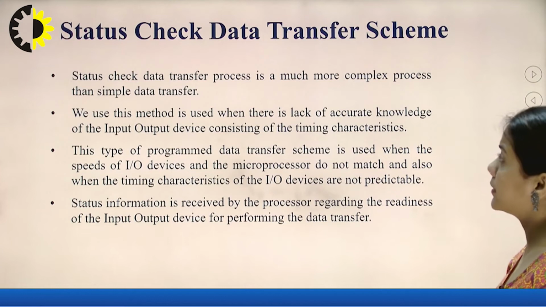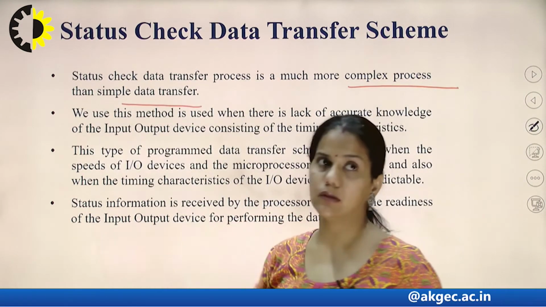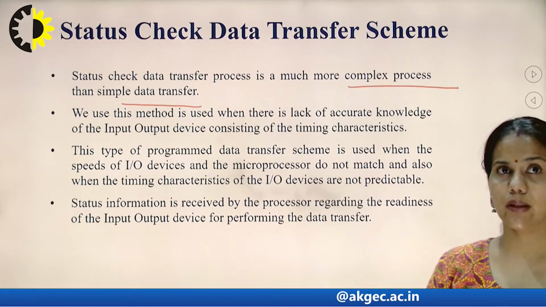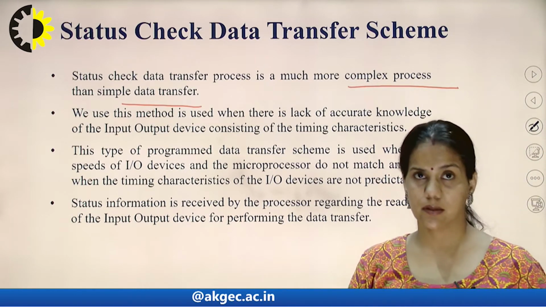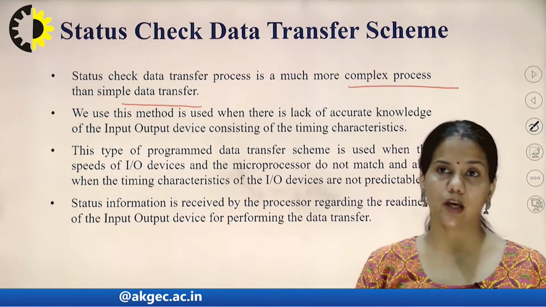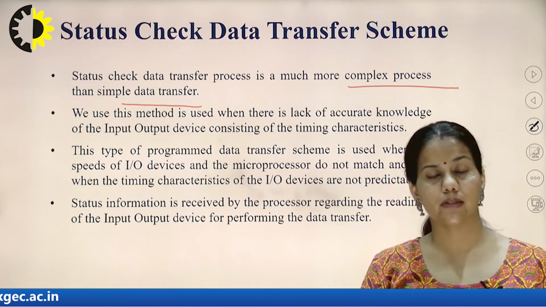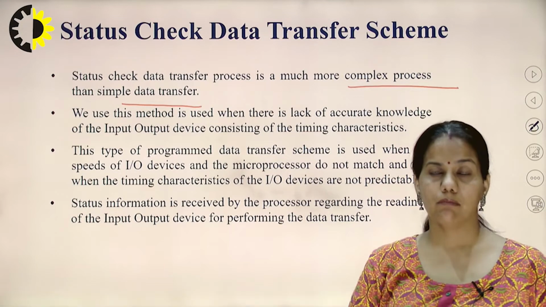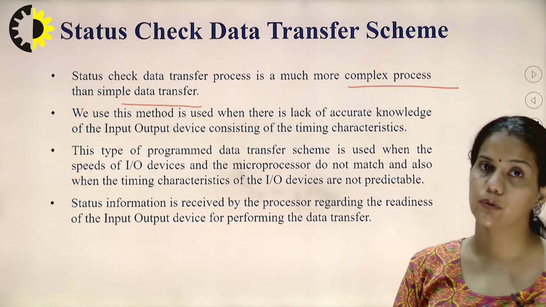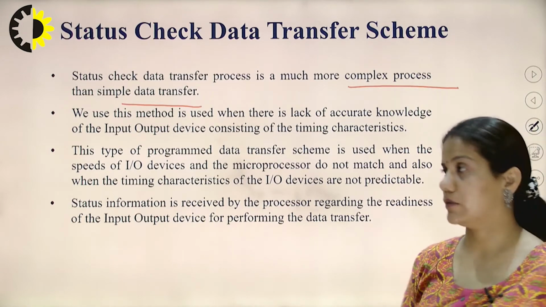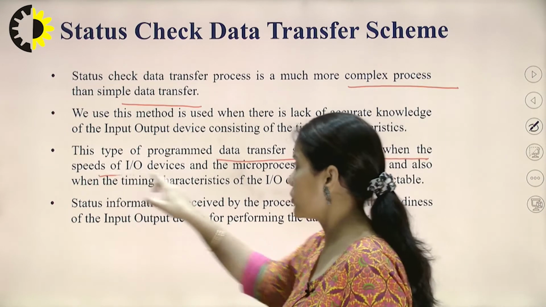Now we come to the status check data transfer scheme. It is a much more complex process than the previous one. We use this method when there is a lack of accurate knowledge about the timing characteristics of input-output devices. So when we don't know the timing clock of either the processor or the input-output devices, we will use this scheme, because it will check the status of the data transfer in advance, and only then will it transmit or receive the data. This type of programmed data transfer scheme is used when the speeds are also different.